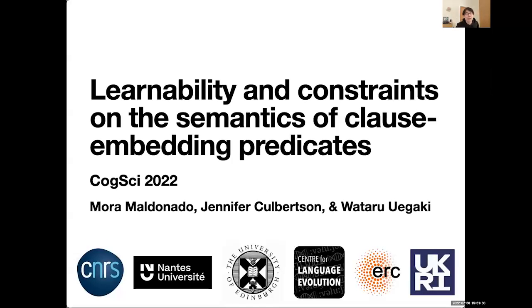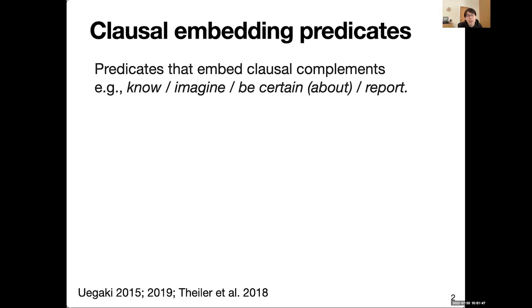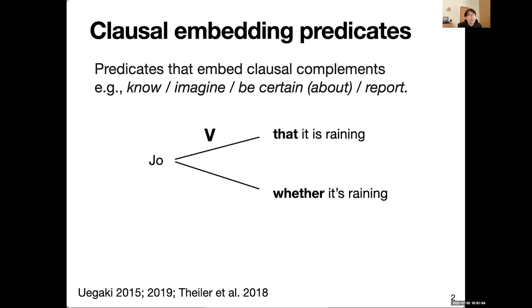Yeah, it's all right. Okay, so this talk is about the relationship between learning and the semantics of predicates that embed clausal complements. So in this talk, we'll specifically focus on the class of clause embedding predicates that can embed both declarative complements and interrogative complements. So these predicates are, for example, know, imagine, or be certain, or report in English. And so these predicates can embed a declarative complement and an interrogative complement. So for example, know can be found in Joe knows that it's raining and Joe knows whether it's raining.